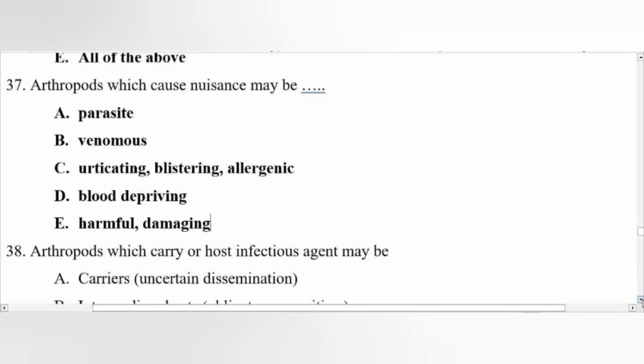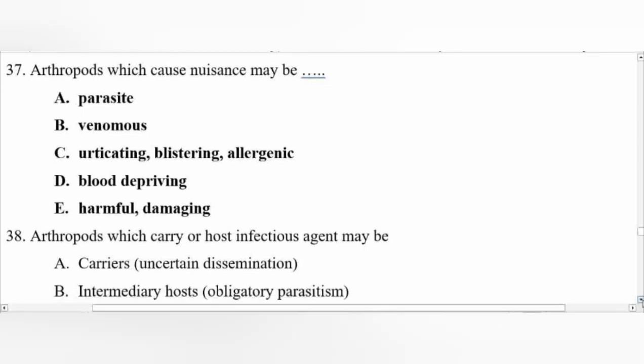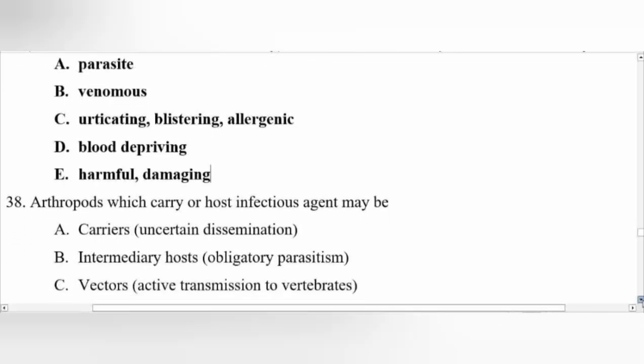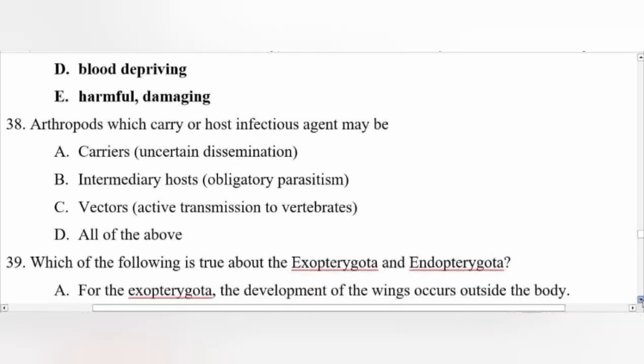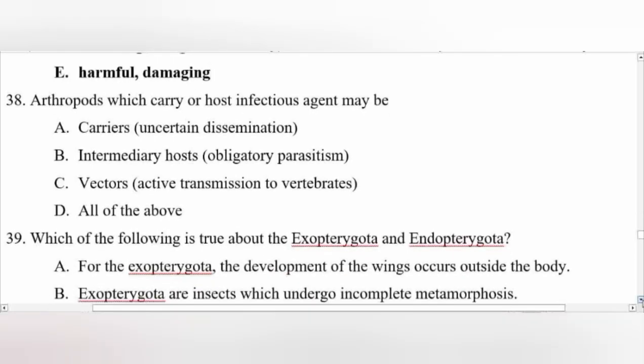So arthropods which cause nuisance may be parasites, they may be venomous, they may be urticating or blistering or allergenic, they may be blood depriving, they may be harmful, they may be damaging. Then question number 38, arthropods which carry or host infectious agents may be. Okay, so carriers, then uncertain dissemination, or intermediary host, which is obligatory parasitism, vectors, active transmission to vertebrates, and then all of the above. Our answer should be all of the above.